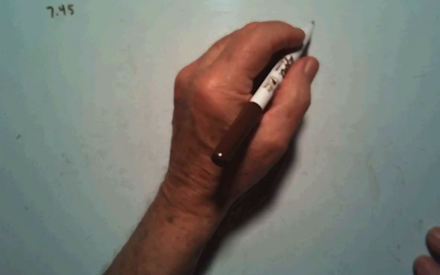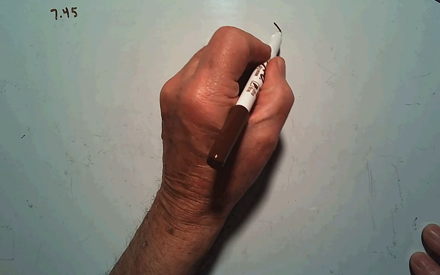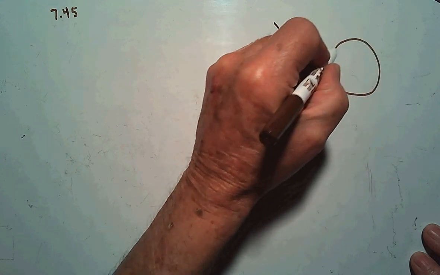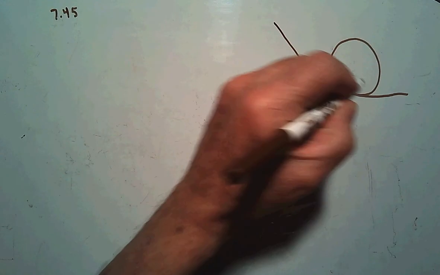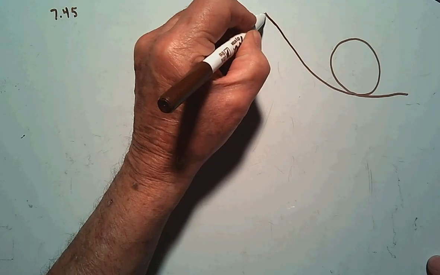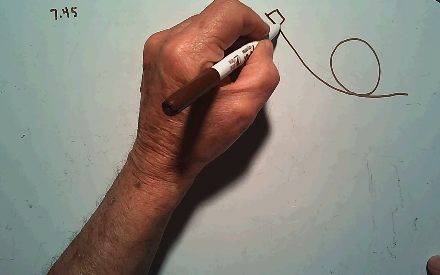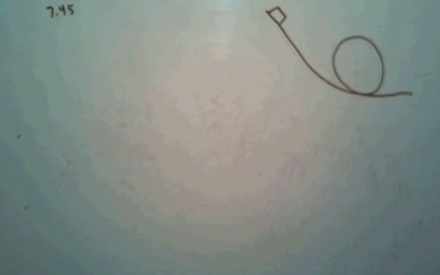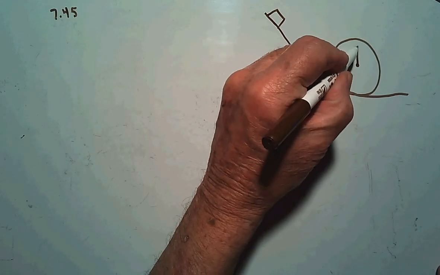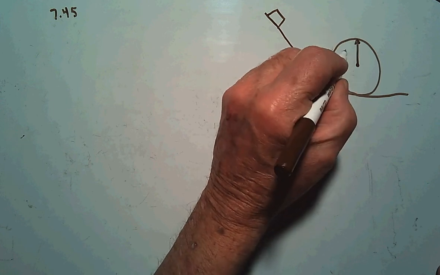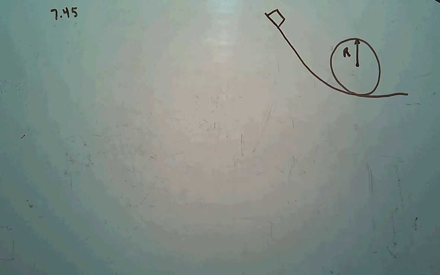In problem 7.45, we have a block that slides down an incline and then travels around a loop-the-loop track. And the question is, how high must this block be in order to make it around this loop? Now, the loop has a radius of r. So the height of the mass at the top of this loop right here has got to be 2r.